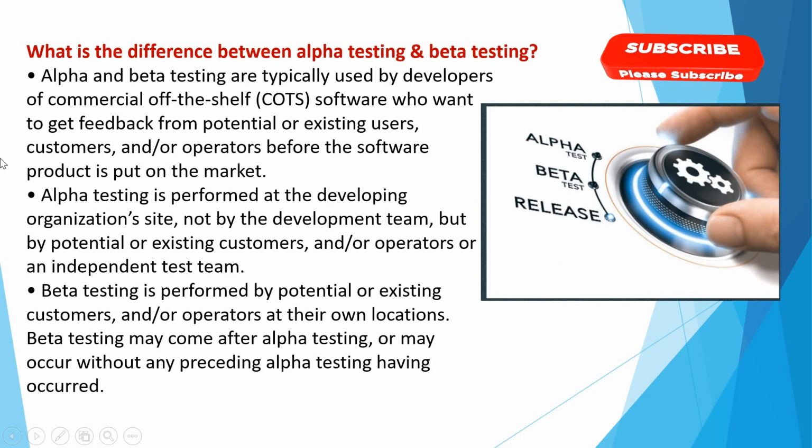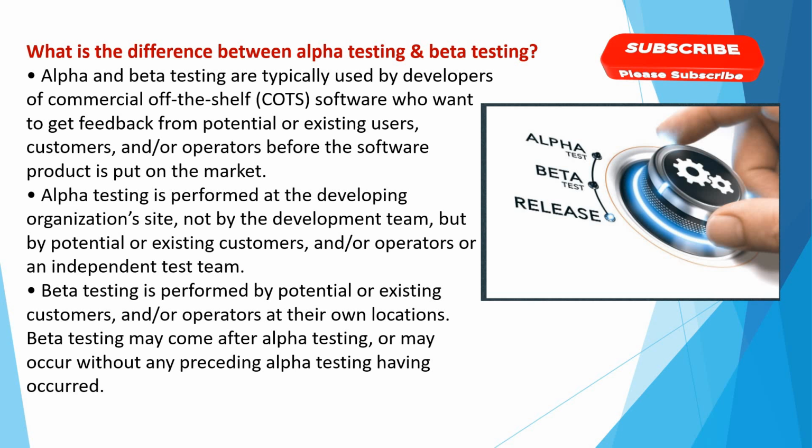So what is the difference between alpha testing and beta testing? Alpha testing and beta testing are typically used by developers of commercial off-the-shelf software who want to get feedback from potential or existing users, customers, or operators before the software product is put out to the market. So you might have heard of alpha, beta, and then release testing. So these are the testing types.